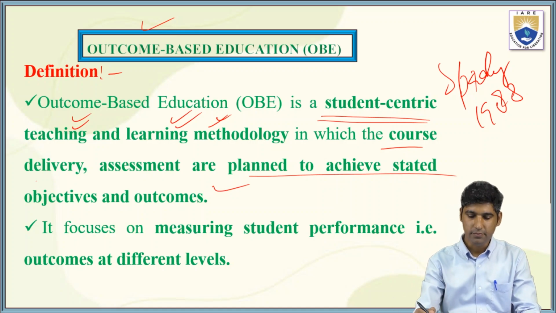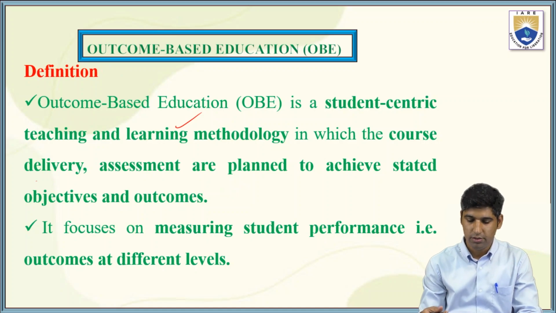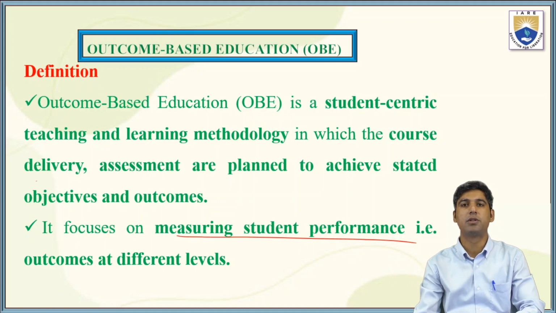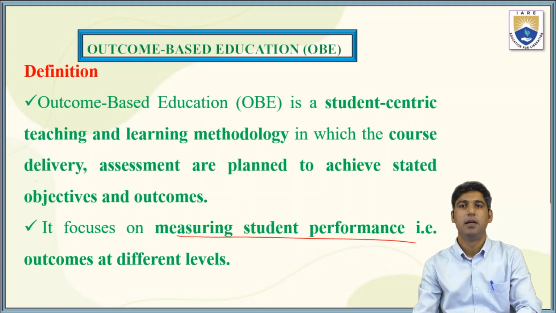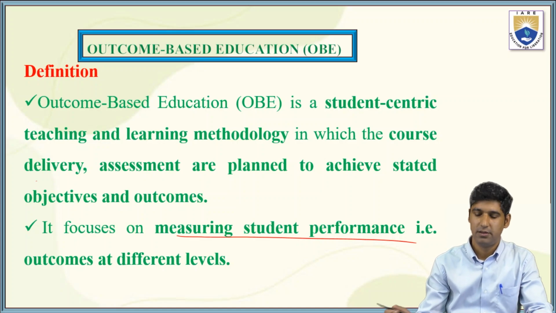Then it also focuses, as I told you, on measuring students' performance, that is, outcomes at different levels. Its main aim is to measure student performance. Outcome-based education heavily relies on measuring student performance at different levels.